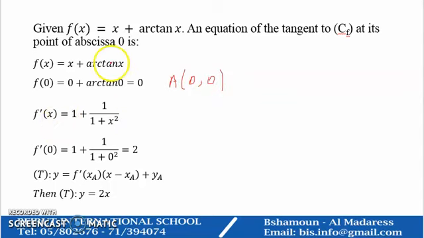F prime of x: the derivative of x is 1. The derivative of arctangent of x equals 1 over 1 plus x squared. So f prime of 0 equals 2. So here I have y equals f prime of xa into x minus xa. This is 0, this is 0, and this one is 2. So the correct answer is y equals 2x.